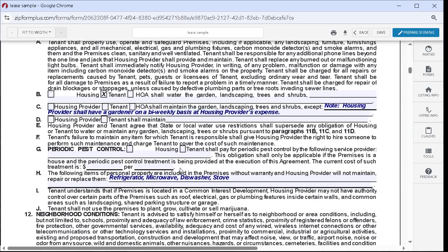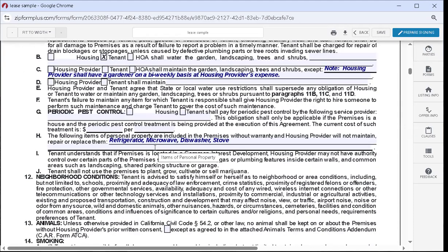So remember, I told you up at the top, we always want to say what we're leaving in the property. So on H, you always want to bring those down too. It says the following items of personal property are included without warranty, and housing provider will not maintain, repair, or replace them. So here's the list. Because sometimes you'll have people that keep calling you on an appliance, and maybe the property owner will do it once, twice, whatever, but to keep from having that done constantly, you always want to fill in what you're leaving them in H. And this is something you can discuss with the property owner.